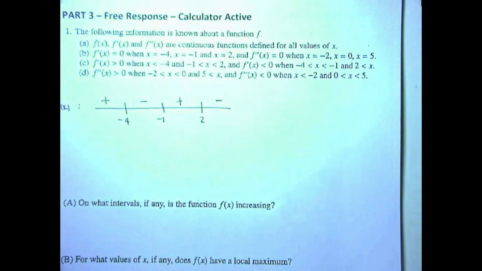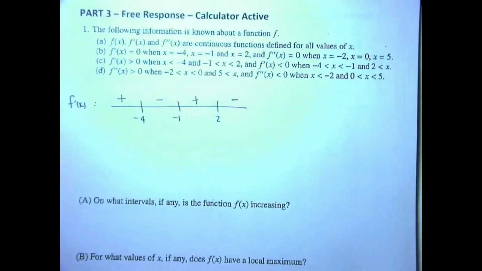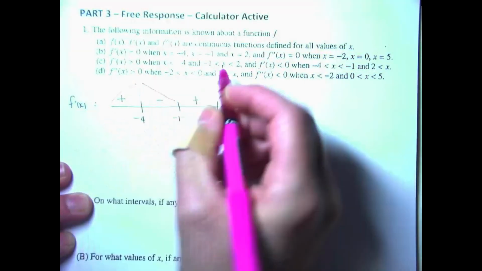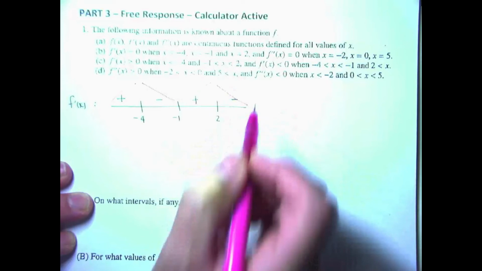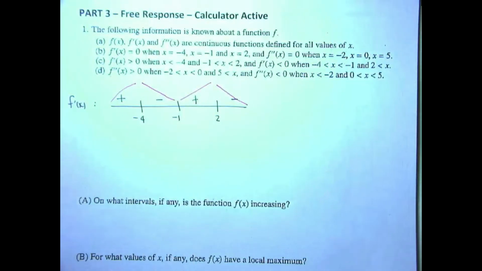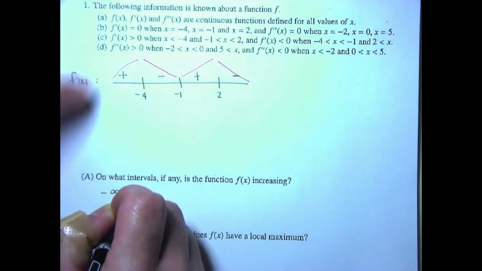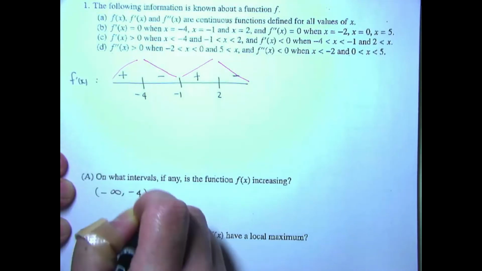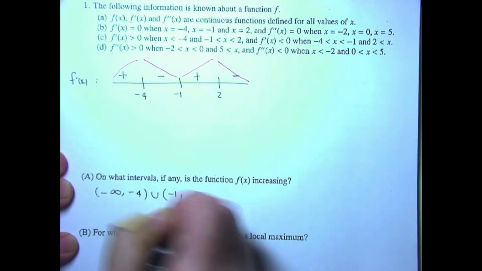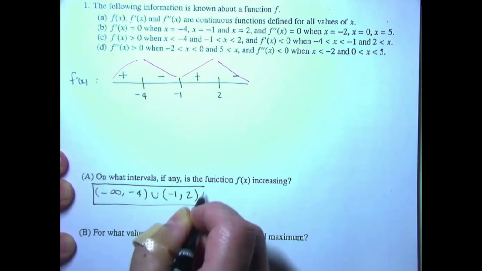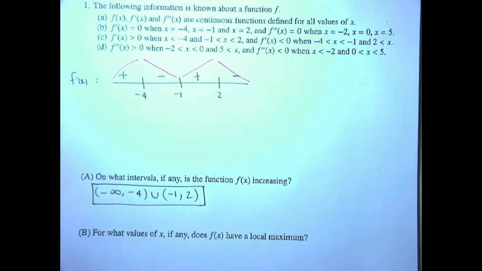So this tells me about the intervals of increase and decrease for my original function f. So that means on this first interval, I will increase, I will then decrease, I will increase, and again, I will decrease. So we can go ahead and answer some of the questions. On part A, it says, on what intervals, if any, is the function f of x increasing? All right, it's increasing on this first interval, so from negative infinity to negative 4, united with negative 1 to 2. All right, so there you go. There are my intervals of increase.